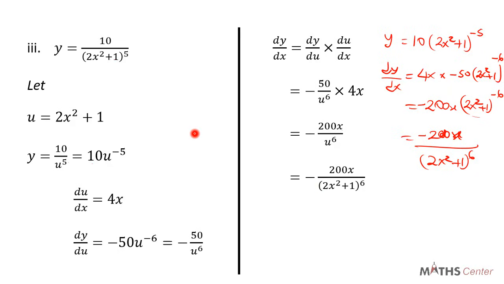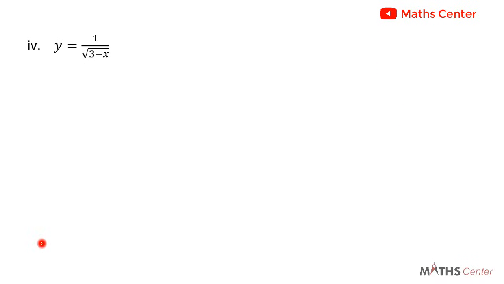2x squared plus 1 exponent 6, just as we have here. So all the time, the chain rule is differentiate what is in the bracket times differentiate the whole function, and you get the same result as you go through the process here, using dy/dx is equal to dy/du times du/dx. Let's consider the next example under chain rule.